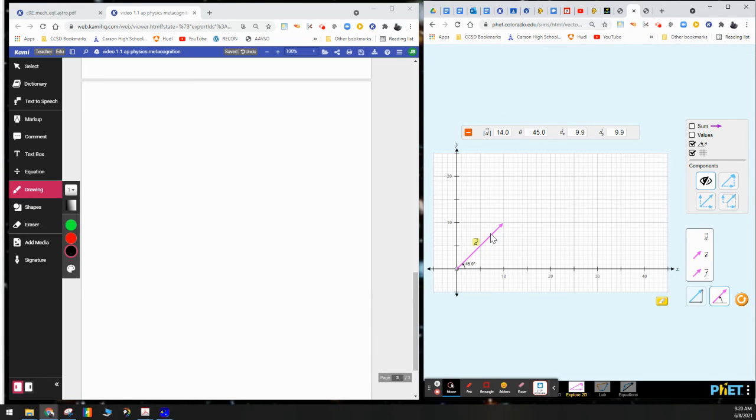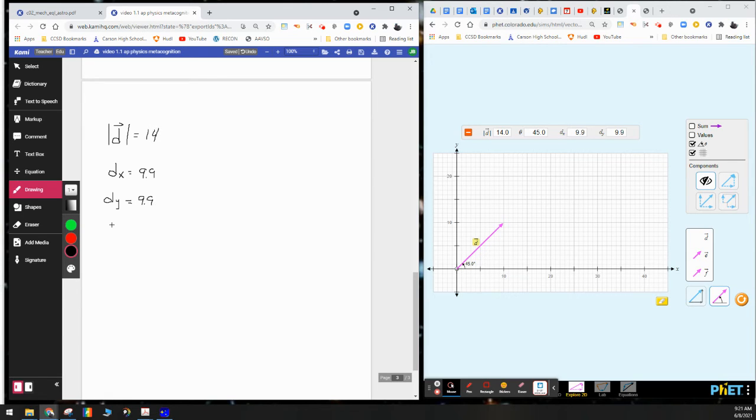Okay, so let's go ahead and take a look at this vector here again. It was vector D, right? So here we have vector D, and we said the magnitude of this vector is 14. Now the x component, dx, what is it? Looks like 9.9. And dy, the y component, is also 9.9.